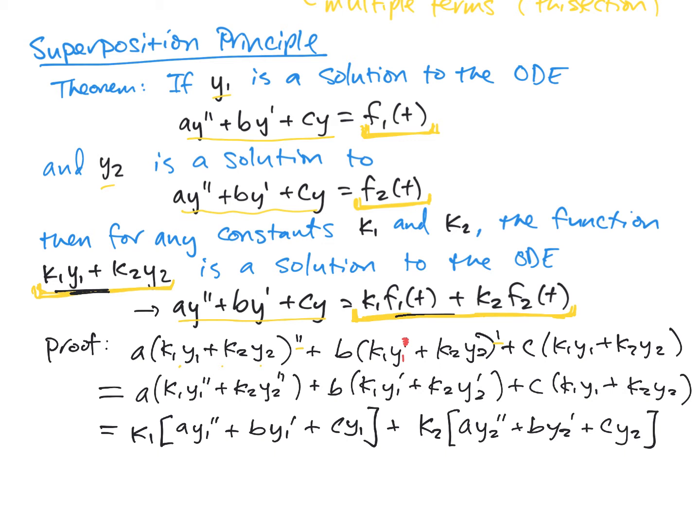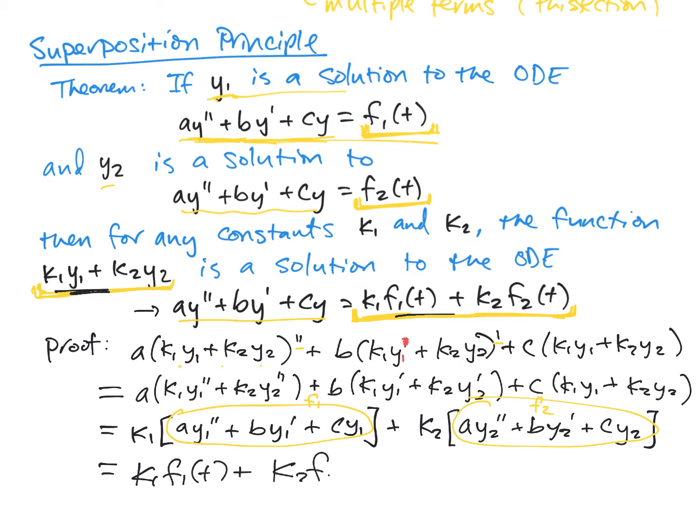And because y1 is a solution to this equation, y1 plugged into the left-hand side equals f1. So this is f1, and this is f2. So all of this stuff equals k1 f1 of t plus k2 f2 of t. And that's it. That's what we wanted.